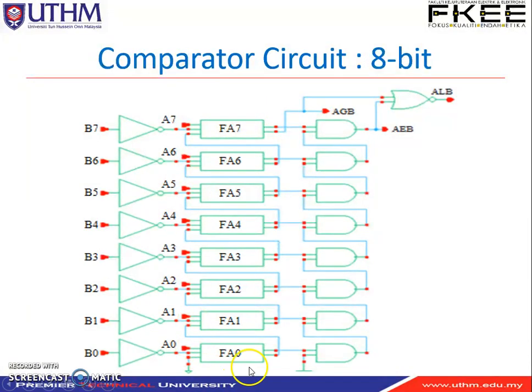So we are using 8 full adders right here, the 13 transistor full adder. We need 8 inverters, and this is the AND gate. And the last bit using NOR, we produce A less than B. This is A greater than B, A equal to B. So this is the least significant bit, this is the most significant bit.